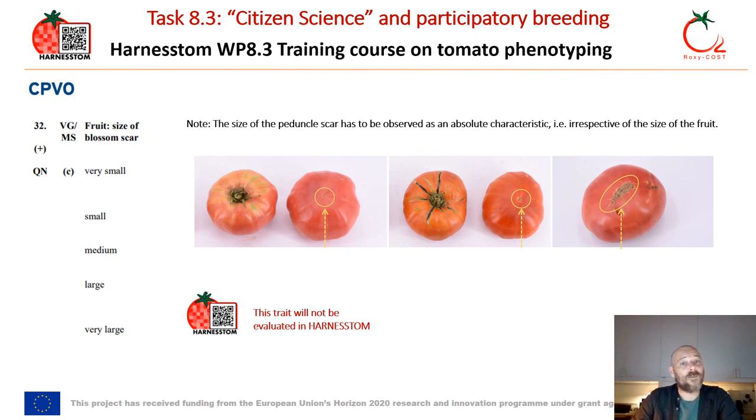The blossom end scar, located opposite the stem end of a fruit, also known as the stellar scar, serves also as an entry point for various pathogens. Despite its significance, it has been relatively understudied in comparison to other plant traits. Two different physiological disorders are associated with the blossom end scar, such as the blossom end rot or the corky stellar scar. As with the previous trait, CPVO proposes a qualitative classification from very small to very large, which should be observed as an absolute characteristic. This is irrespective of the fruit size.